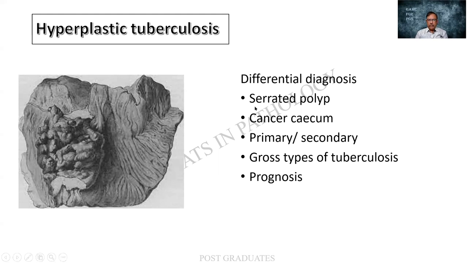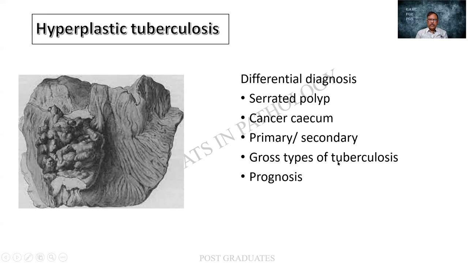The differential diagnosis will be a serrated polyp. I have taken a detailed class on this in the recent advances. Please go back to it. It is an extremely difficult topic. Cancer of the cecum, an ulceroproliferative. It can be ulcerative, ulceroproliferative, or even purely proliferative. It can be a primary or a secondary lesion.